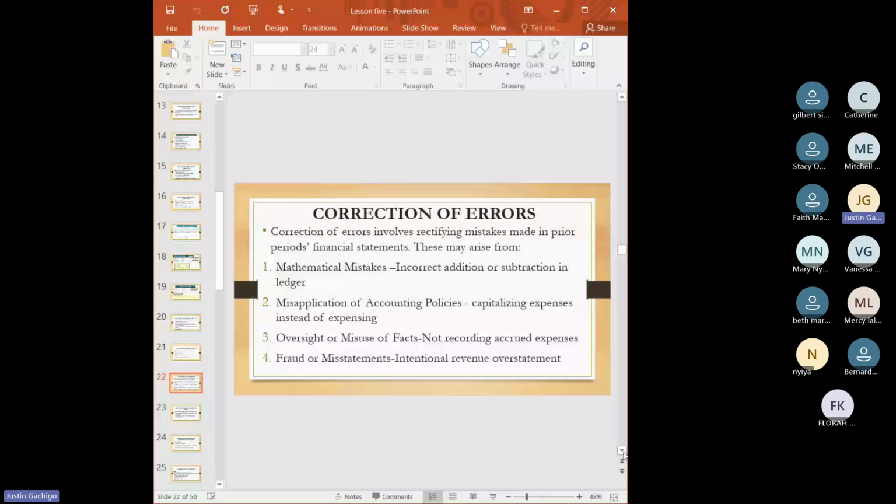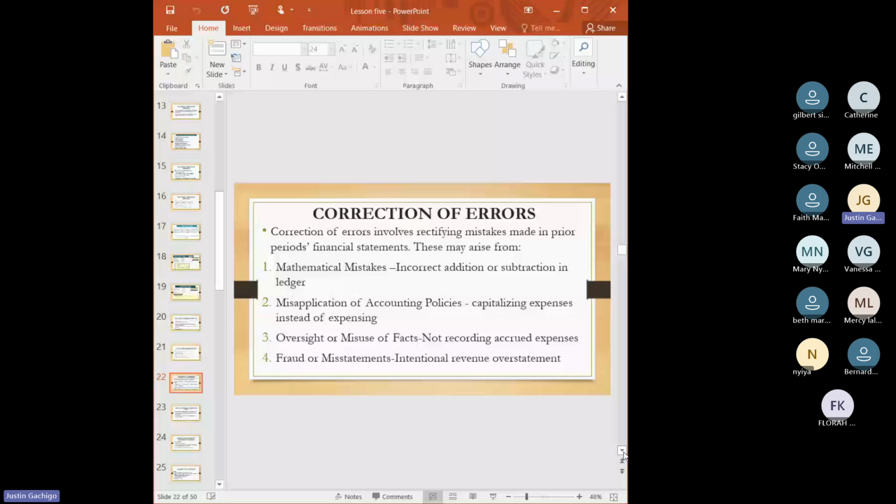The other one is oversight or misuse of facts. For example, not recording accrued expense. You may, for example, have incurred salaries, but you have not accrued them. You have totally omitted it.